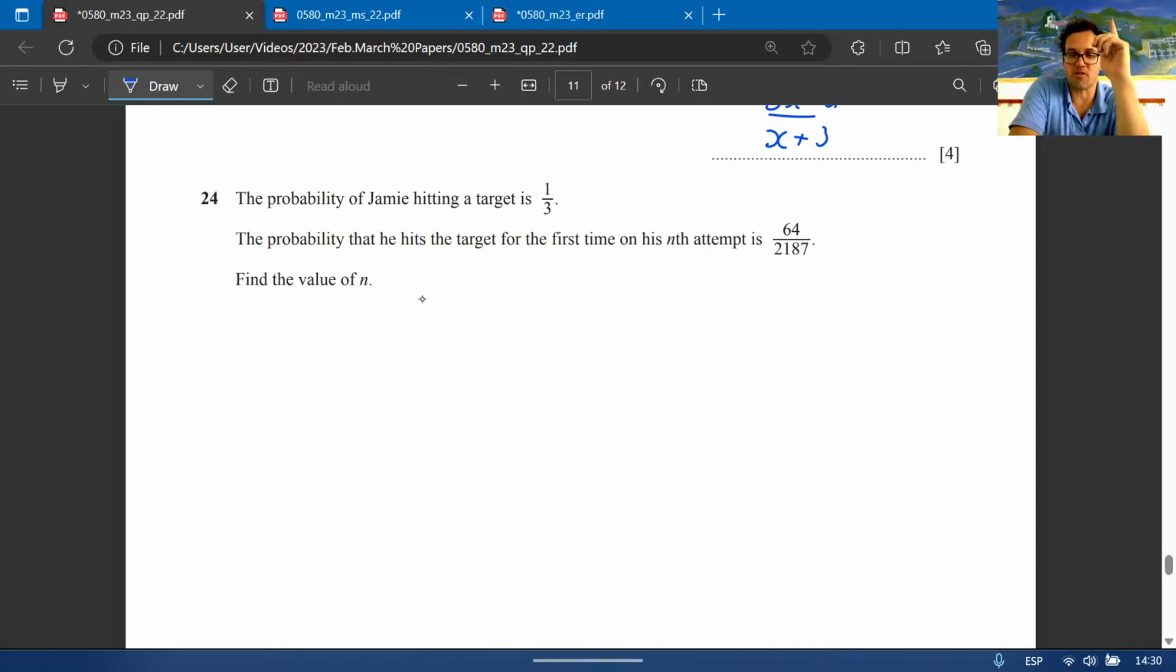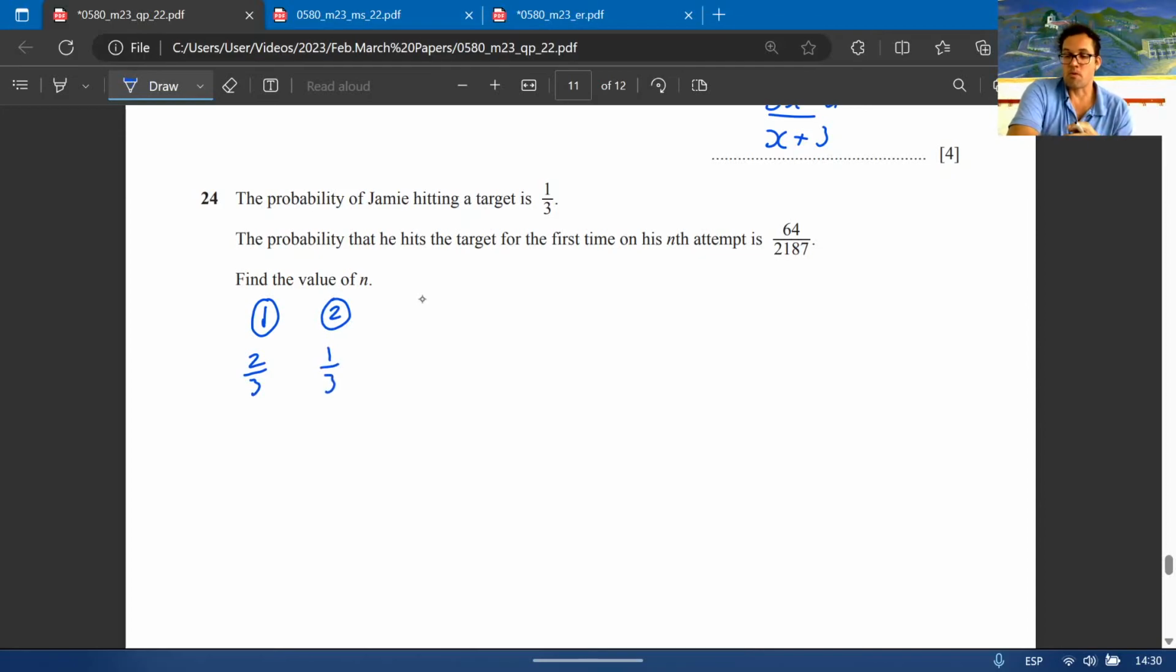Okay, so if he hits it the first time, we got a probability of 1/3. That's the first attempt. If he doesn't hit it, it means we got a no hit. So if he doesn't hit the target, the probability of that is 2/3. Then he throws his second attempt, and then he hits the target, that's 1/3.